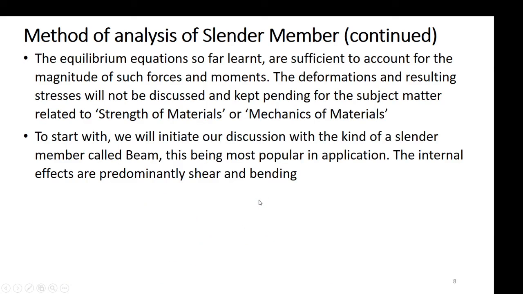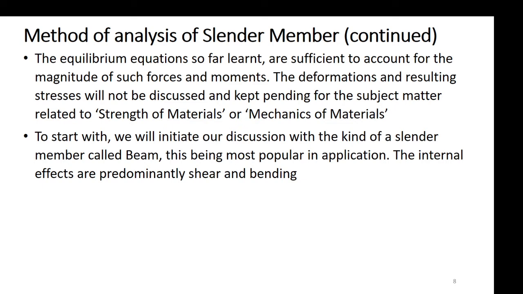The equilibrium equations learned so far are sufficient to account for the magnitude of such forces and moments, and that is our intention. The deformations and resulting stresses will not be discussed and are kept pending for the subject of strength of materials or mechanics of materials, and we'll learn it later. We are not considering any deformation of material. For us, it's a rigid body. To start with, we will initiate our discussion with the kind of slender member called a beam, this being most popular in application. Later on, we'll tackle shafts for torsion and axial members for axial forces.